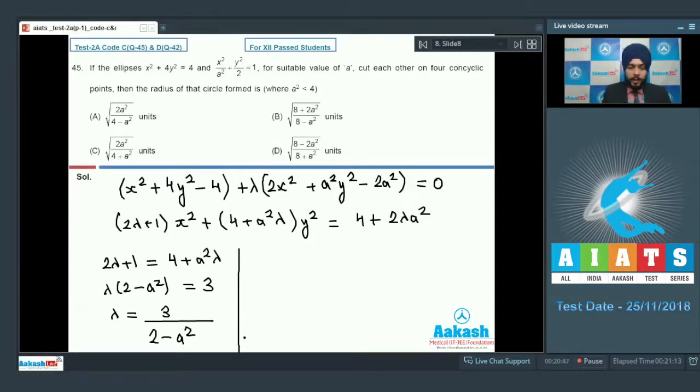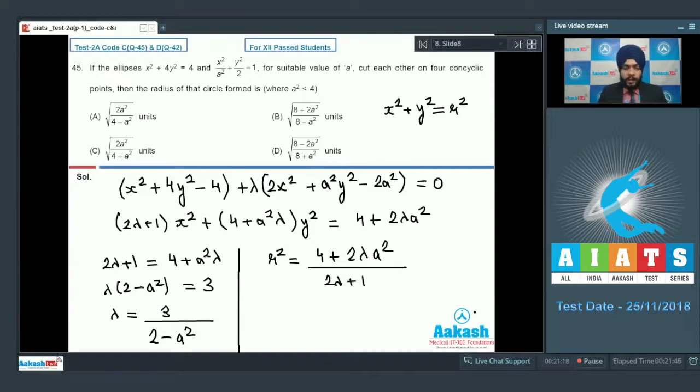(2 lambda plus 1) x square plus (4 plus a square lambda) y square equal to 4 plus 2 lambda a square. So students, what is the radius of the circle? R square will be (4 plus 2 lambda a square) upon (2 lambda plus 1), because the coefficient has to be 1. x square plus y square is equal to r square has the radius r. Okay, so r square will be the constant term divided by the coefficient of either x square or y square because they both are same. So let us put the value of lambda.